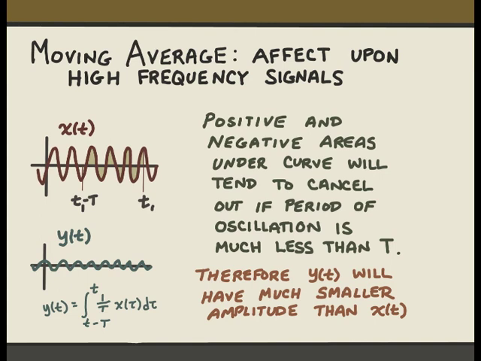Let's now examine how this moving average system responds to a high-frequency input signal. So here's x of t, and the frequency is high in comparison to the window capital T. So there's many oscillations of x of t during capital T seconds. This means the positive and negative areas under the curve will tend to cancel out, and therefore the output y of t, which is the moving average, will be much smaller in amplitude than x of t. So you can see the moving average system tends to remove high-frequency fluctuations.